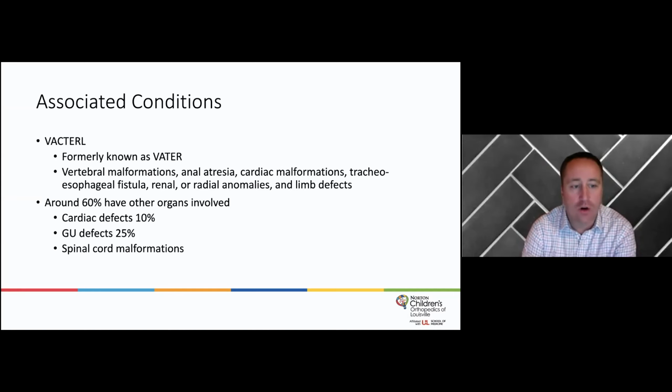10% of the time it's going to be heart related. 25% of the time it's going to be GU related, or genitourinary. And then oftentimes you're going to have another spinal cord malformation. So the biggest thing is if you have congenital scoliosis, you're at a high risk of having another spinal problem. So you definitely must get an MRI in a patient who has congenital scoliosis.